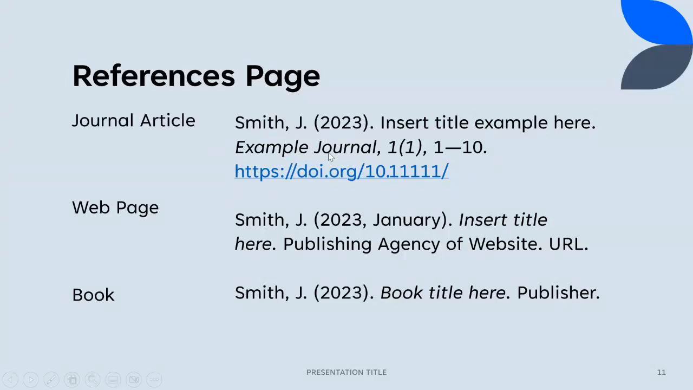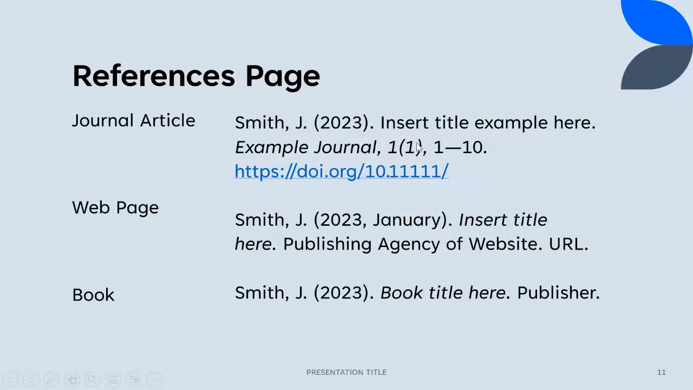Then the name of the journal, that is in title case. Every word will be capitalized and it will be in italics. Next, we have the volume and issue number of the journal. So in this case, we've got the volume just being 1 because this is an example. That is also in italics, and then the issue number should be in parentheses.